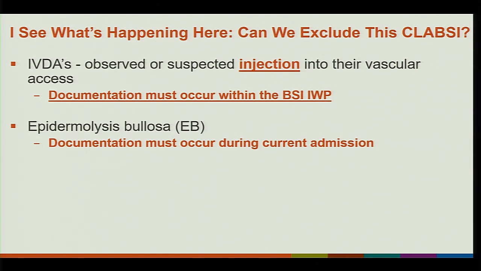The next exclusion is for epidermolysis bullosa, which is a genetic connective tissue skin disorder that makes the skin extremely fragile. This disorder causes the skin to blister and or tear. EB patients tend to develop wounds that are heavily colonized with bacteria, placing individuals with this condition at an increased risk for bloodstream infections. Additionally, clinicians are unable to collect skin cultures on these patients because they are so heavily colonized and the culturing process is painful. An exclusion is provided for this condition if a clinician documents this disorder during the patient's current admission.